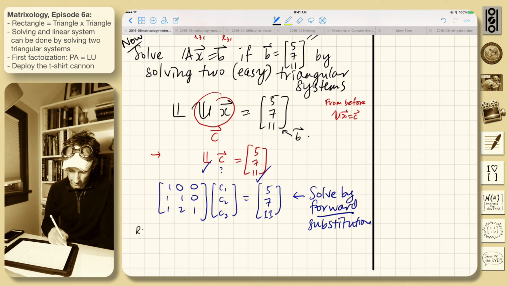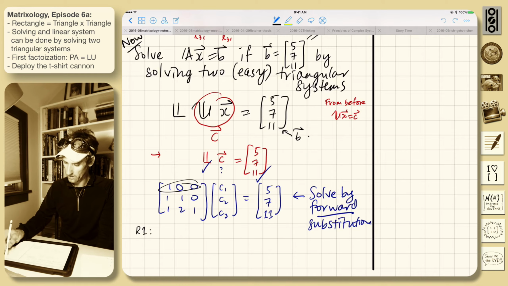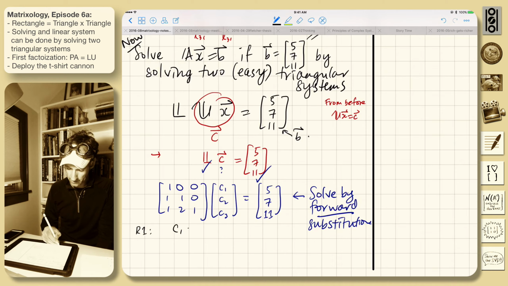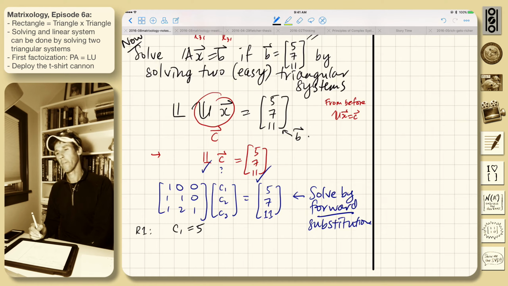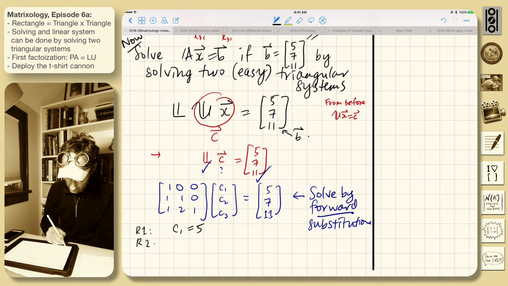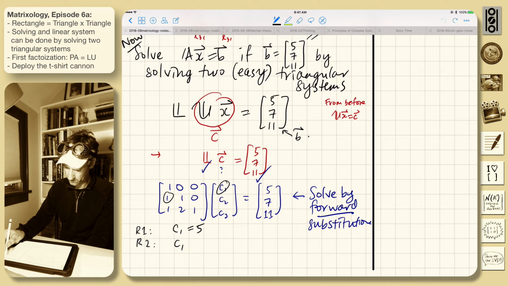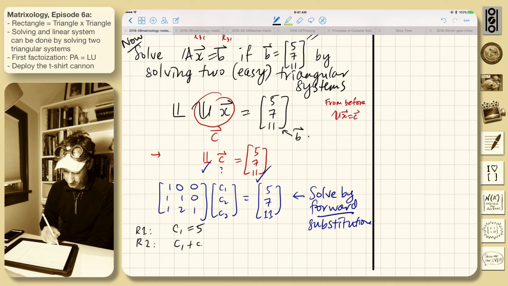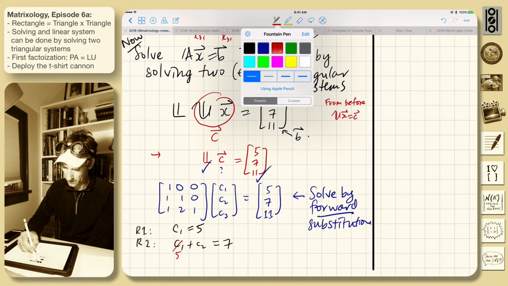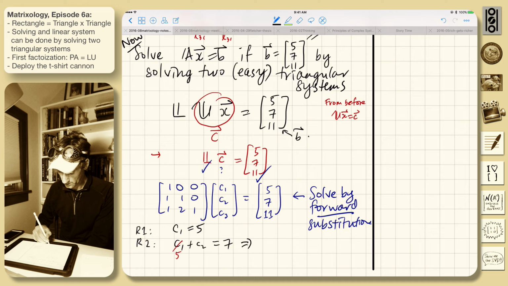So row 1, in this case, will just tell us that, right, we take this inner product, it just says C1 equals 5. Row 2 tells us that C1 plus C2, and of course we have a 0, that's our benefit, plus C2 equals 7. And we have C1 already, that's a 5, so that's going to give us C2 equals 2.